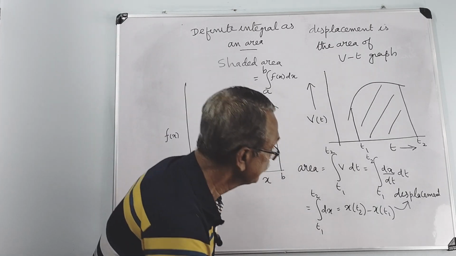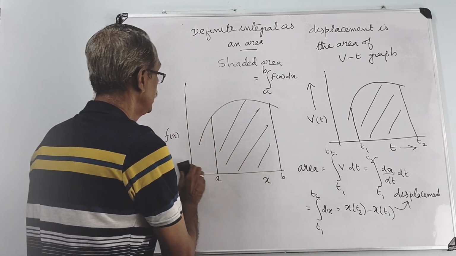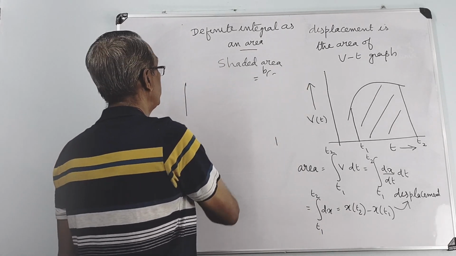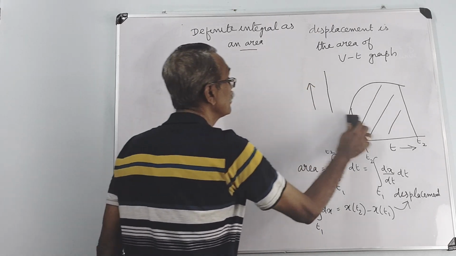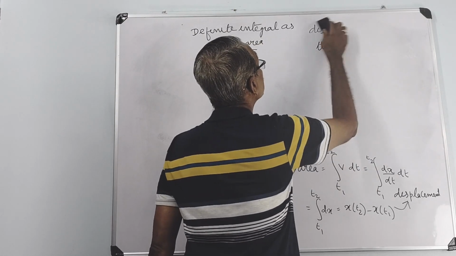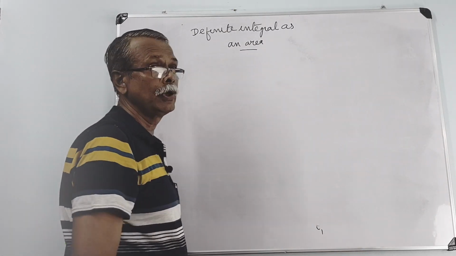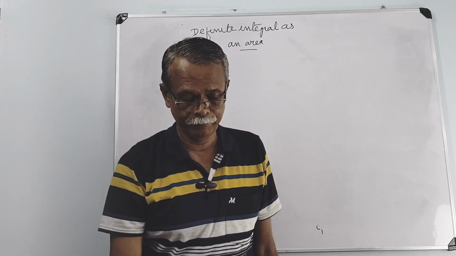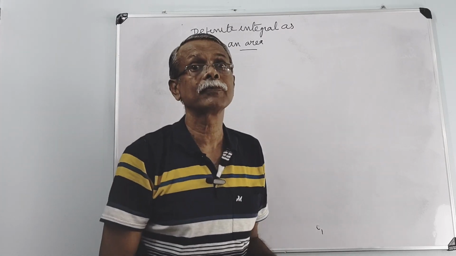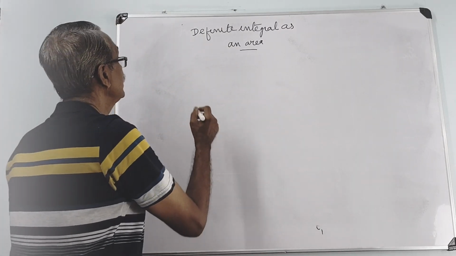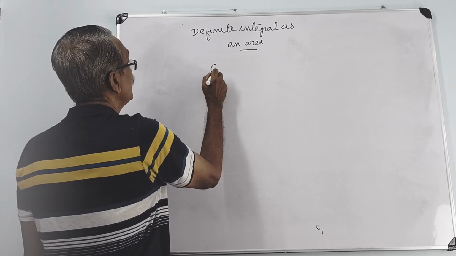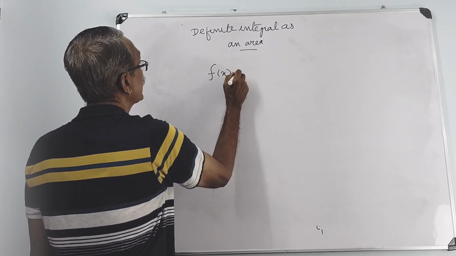This we will use extensively when we learn the peculiarities of graphs in kinematics. We will take a very simple example. This tells you a very interesting thing. In order to evaluate a definite integral, you don't need calculus. You need only geometry. For example, imagine I have a function f(x) equal to x.